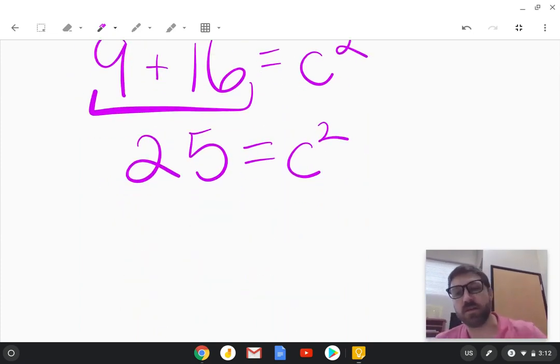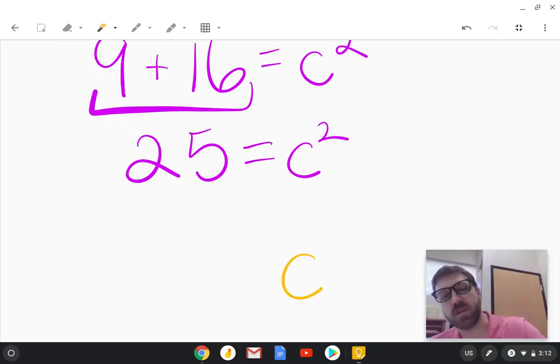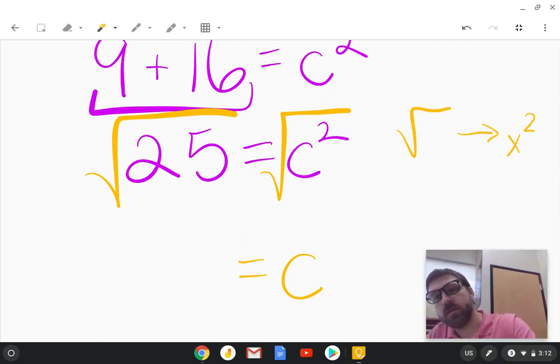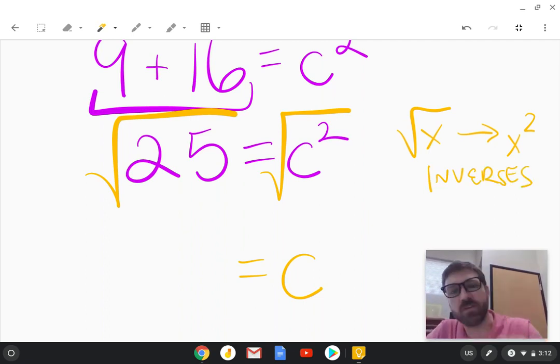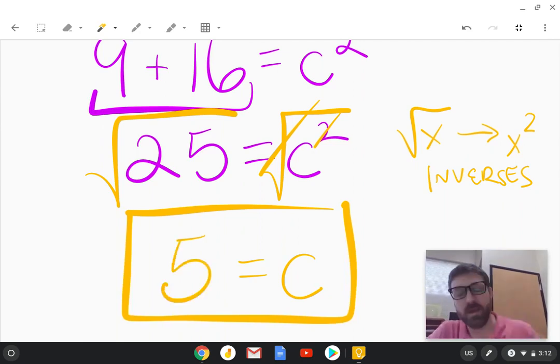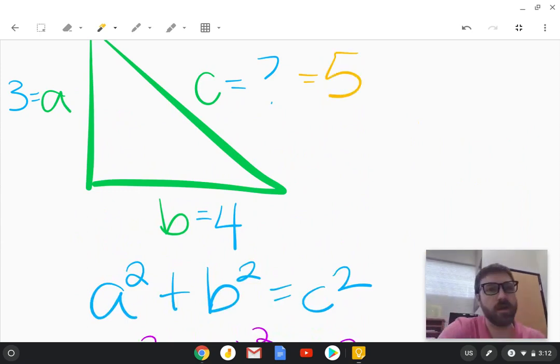Now, a lot of people make the mistake of thinking they're done when they get to this step, but that's not actually what we're looking for. We actually want to know what C equals. And so in order to do that, the last step of any Pythagorean theorem problem is to take the square root of both sides of the equation. Square root and squared are inverses of each other. And when we say something is an inverse of each other, it means that they cancel each other out. So that means the square root and the squared get canceled, leaving me with C. And then the square root of 25 is 5. And so that would be the answer for the C value of this problem right here.